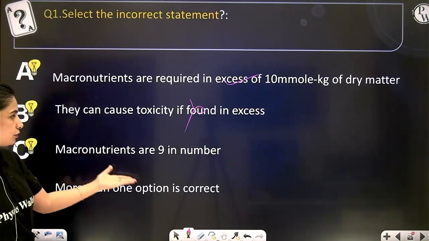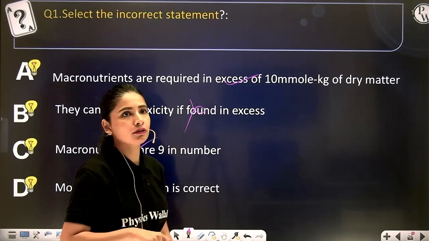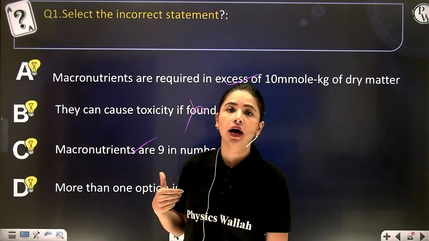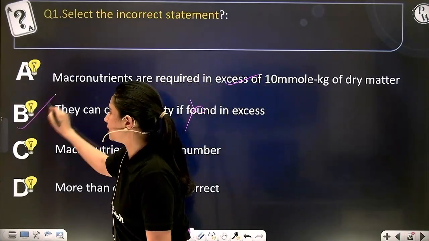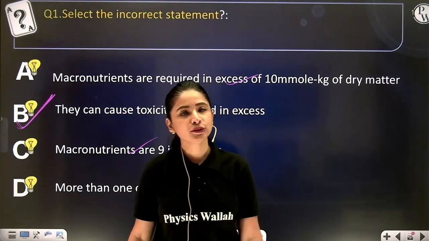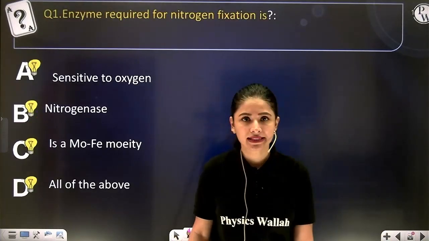Third, macronutrients are 9 in number. Absolutely correct. Macro are 9, micro are 8. So which option is correct? The incorrect statement is only B. Hope you have understood this question. Now moving ahead with the next.